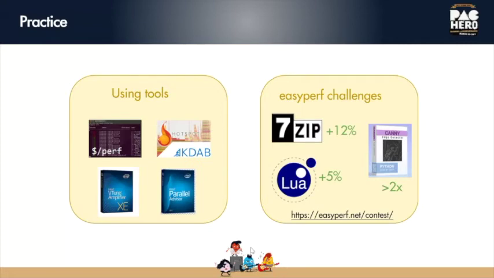On my blog, I also organize performance challenges, okay? And those are just some of the examples of what participants were able to do. They optimized the highly popular 7-zip benchmark by 12%. We were able to optimize the Lua interpreter by 5%. And the performance challenge that ended a few weeks ago was about the Canny edge detection algorithm, and folks were able to optimize it by more than 2x.